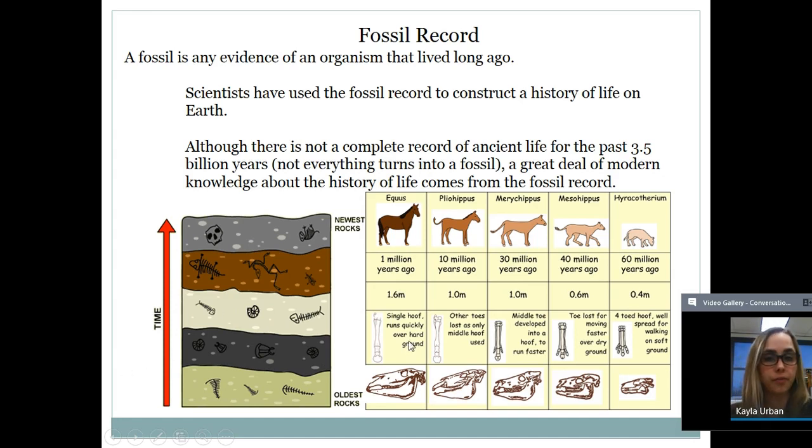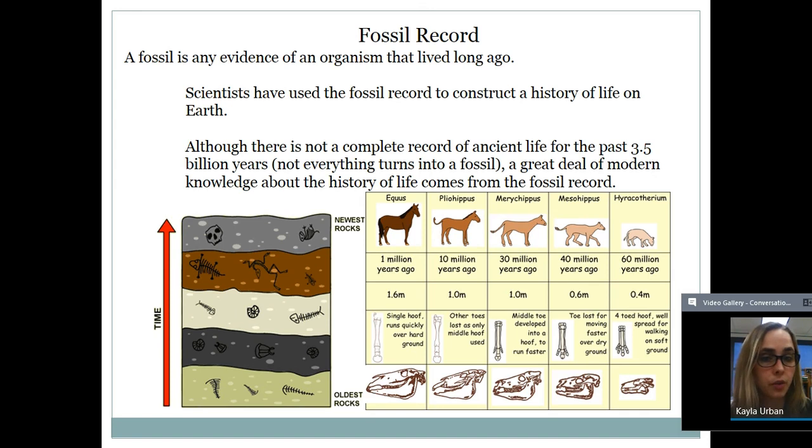The fossil record of the horse, or how a horse evolved, is very complete, and it is a neat example of watching the change over time of a species. 60 million years ago, the horses had a 4-toed hoof that was well spread for walking on soft ground, and they were much smaller, and their teeth structures were different also. 40 million years ago, they had only 3 toes.